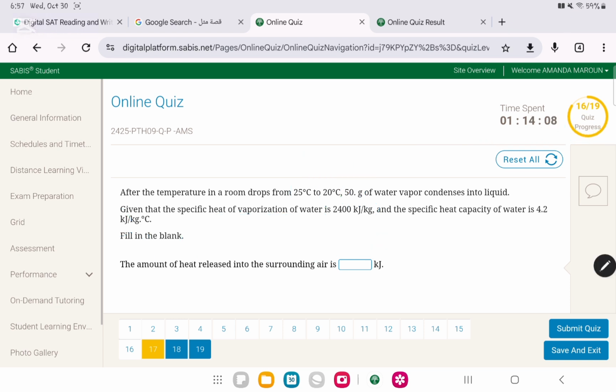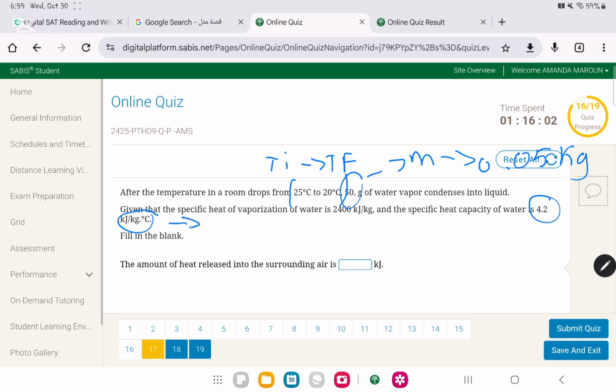So now I'm going to explain it in another way. Or not in another way, in a deeper way, okay? They told us after the temperature in a room drops, okay? So we start with temperature initial to temperature final. Then we have the mass, which we found in kilograms to be 0.05 kilograms. Then we also find that we are given C, which is what? 4.2 kilojoules. So then we converted it to joules. So 4.2 times 10 to the power of 3 joules per kg times degree Celsius.